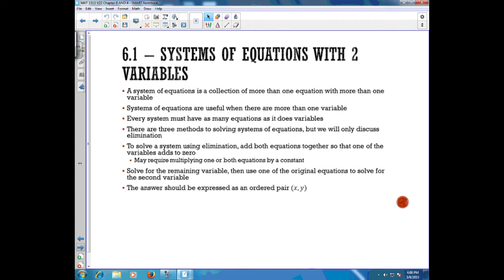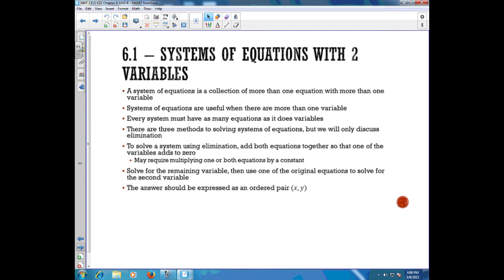So a system of equations is a collection of more than one equation with more than one variable, more than one unknown. Systems of equations are useful when there is more than one variable. Now, every system needs to have as many equations as it does variables in order for you to be able to solve for all of them. So if you have two variables, you need two equations. If you have three variables, you need three equations.